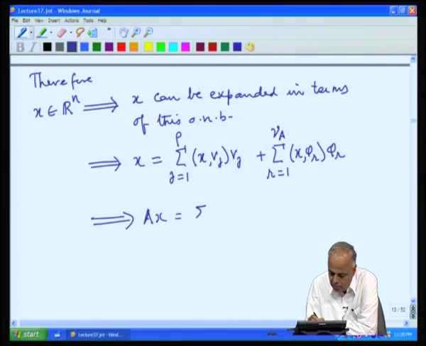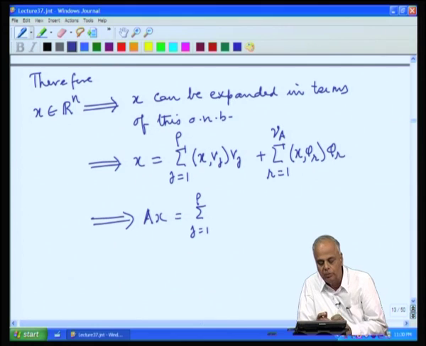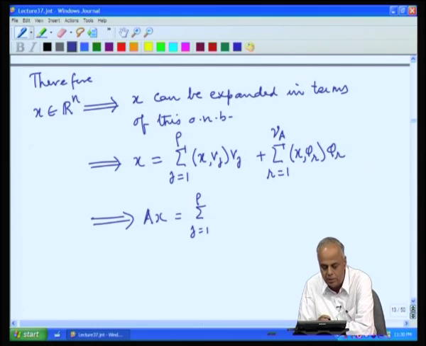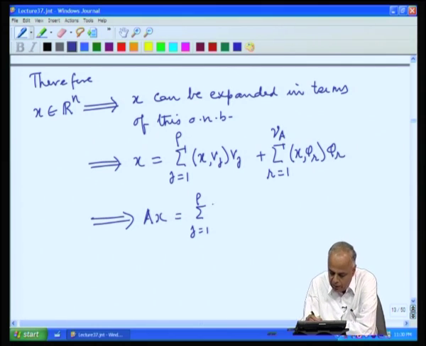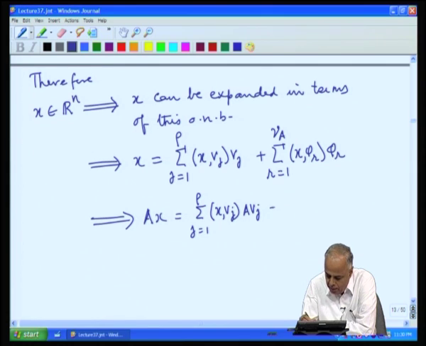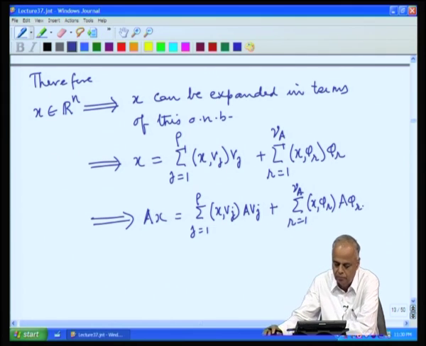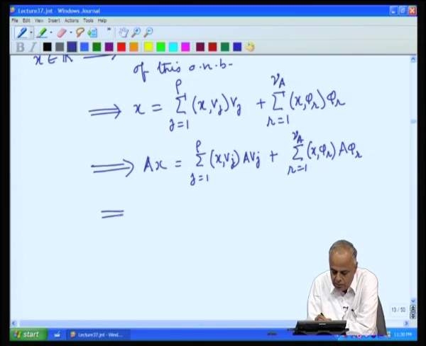Now, Ax can be written using the fact that matrix multiplication is distributive over the sum. So, we can take the product sum term by term. Summation j equal to 1 to rho, x, v_j is a number because it is the component, times A v_j, plus summation r equal to 1 to nu_A, x, phi_r is a number times A phi_r.